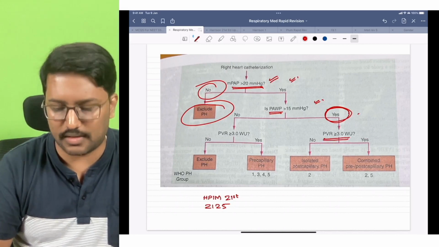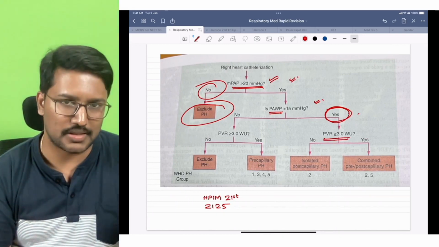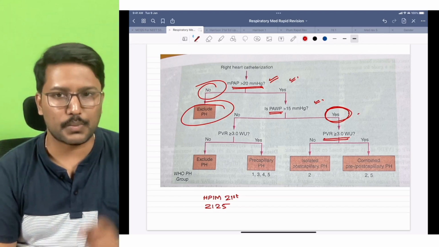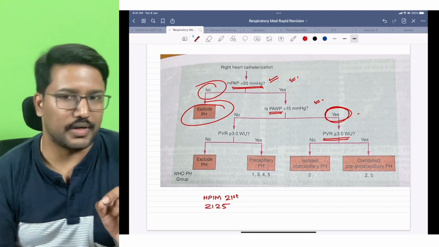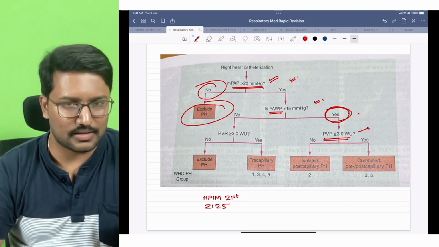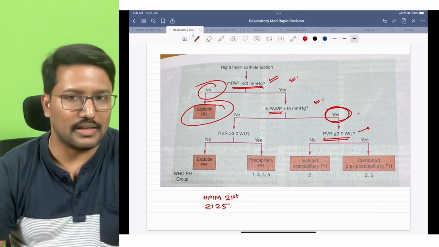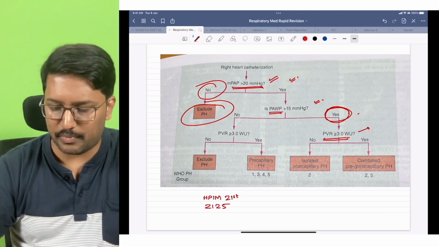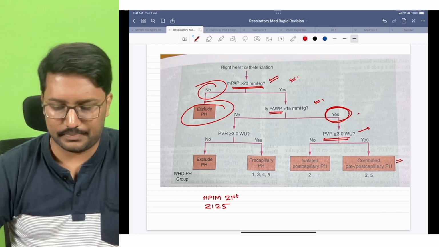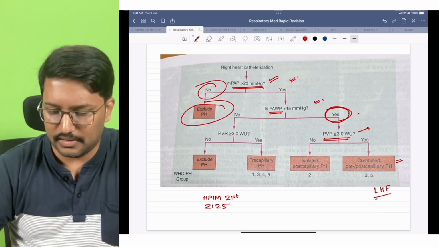Pulmonary vascular resistance more than or equal to 3 Wood units. That's the unit used for expressing pulmonary vascular resistance. If this is present, it means pulmonary vascular resistance is increased, so there is a pre-capillary component also included. So it is a combined pre- and post-capillary component, and the classical example I can think of for that is left heart failure.